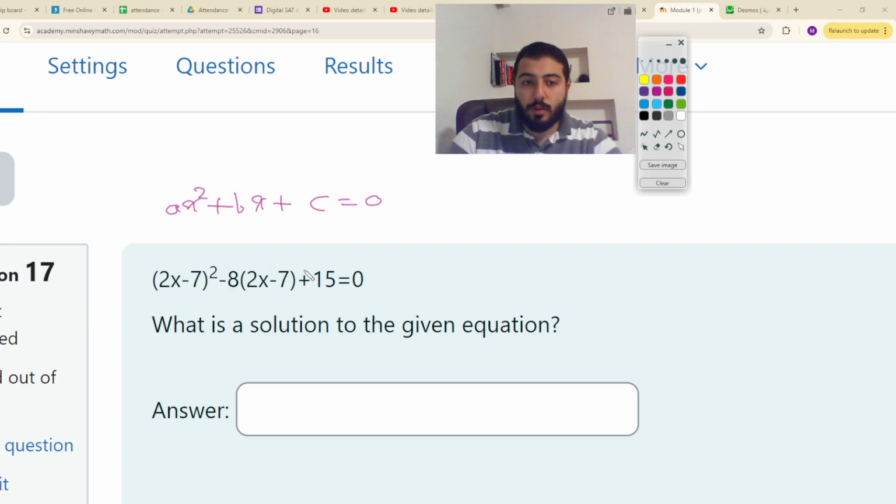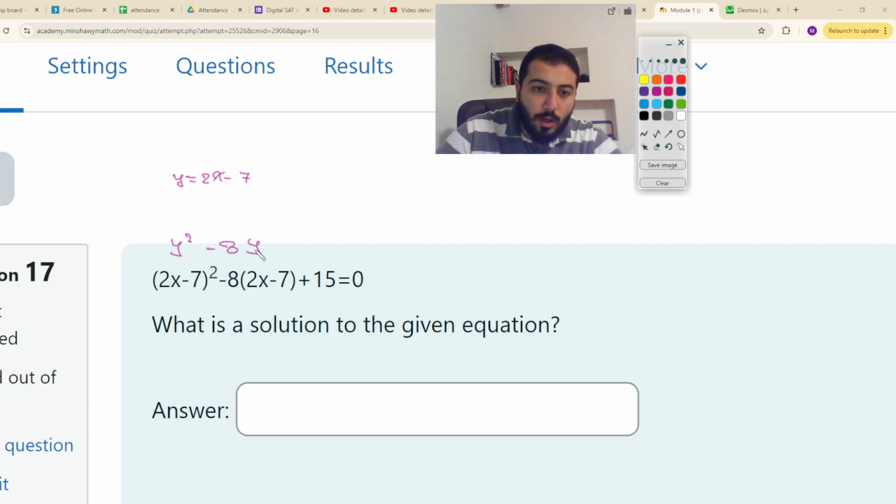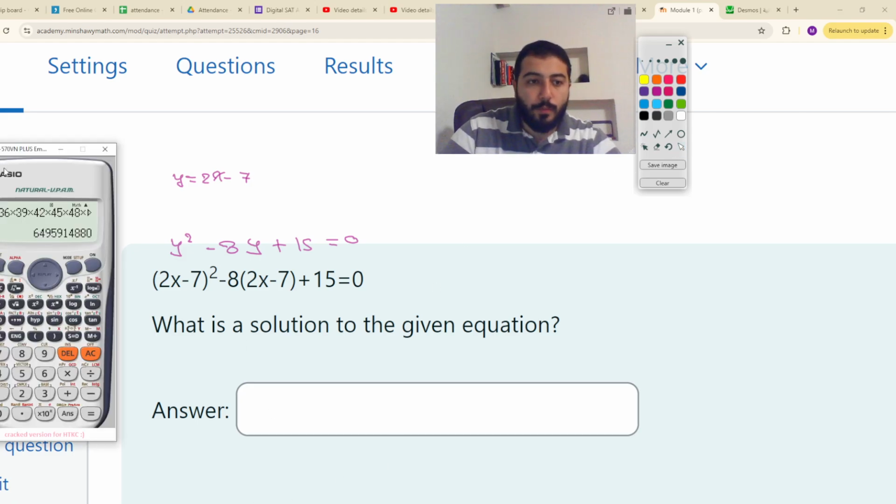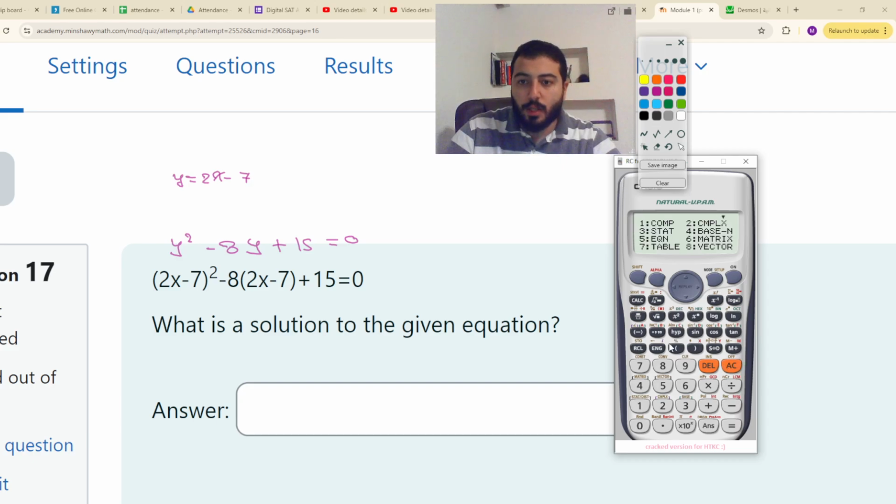But we can also do another thing: let's say that y is equal to 2x minus 7. So this is y squared minus 8y plus 15. Now we can go to our calculator and use it to get the value of y. Here's the calculator, mode 5 3, or using the Desmos calculator. That is the quadratic equation. The coefficient of the second degree is 1, the coefficient of the first degree is negative 8, and the coefficient of the zero degree is 15. So now y is equal to 5 or equal to 3.